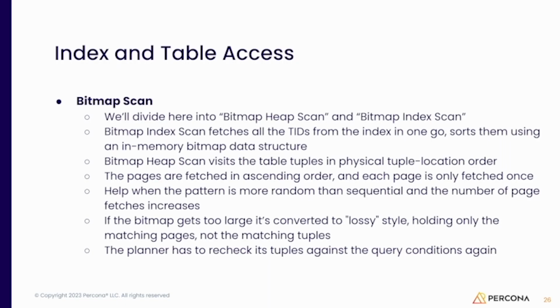One thing that we need to be careful before we move. So it needs to create a bitmap in memory, right? So now we are using memory to improve performance. The thing is, memory has limit. We don't have infinite amount of memory. So when the bitmap starts to grow too much, what the database does, it's converted to a lossy style. Instead of holding the ID, the address, it only holds the block.